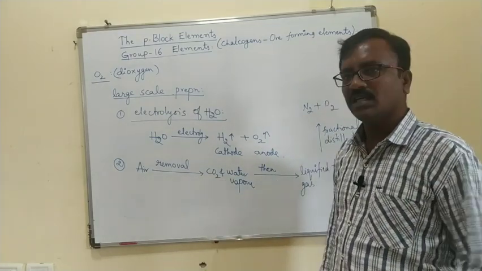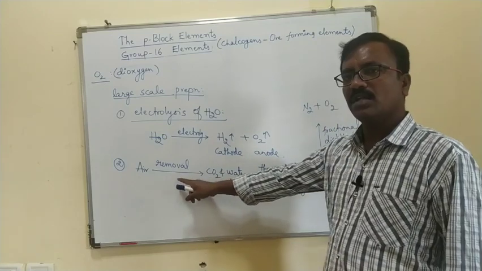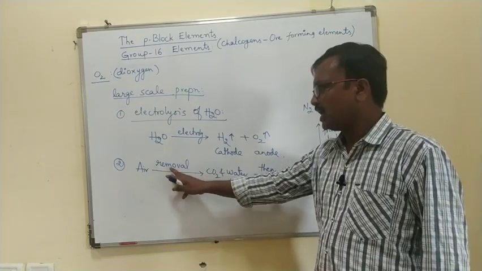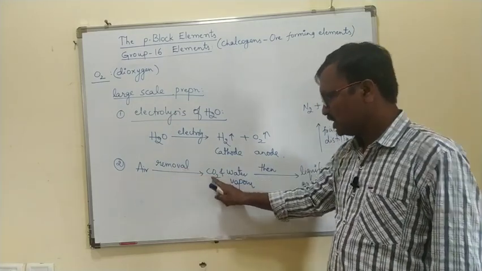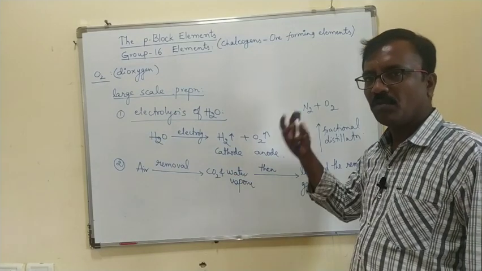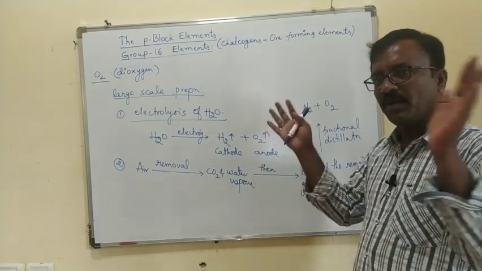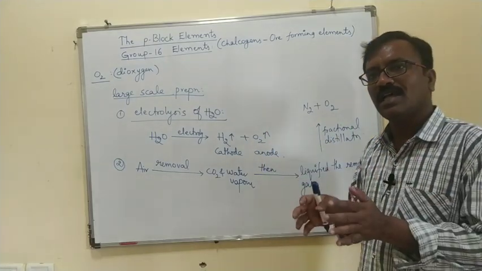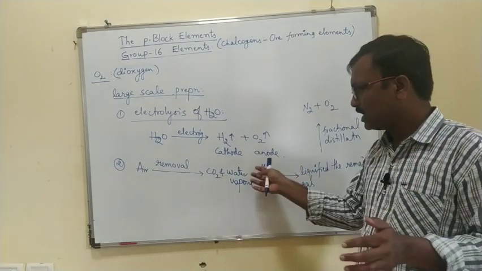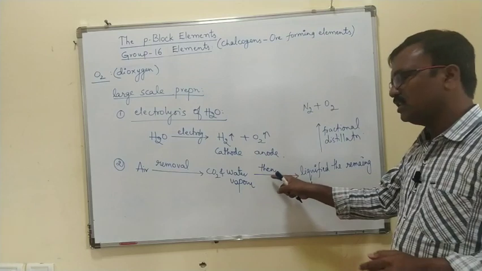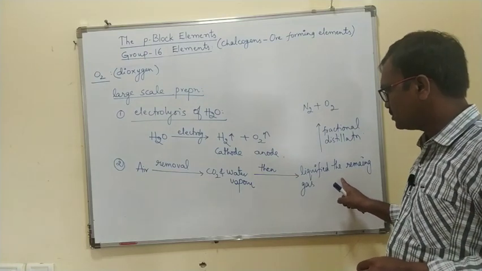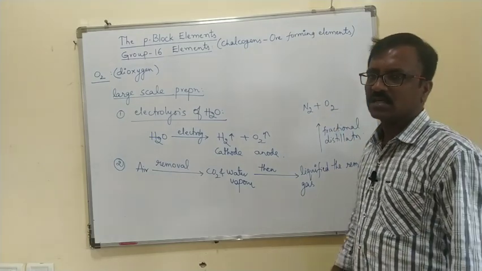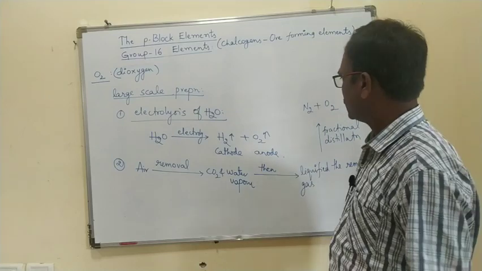Air contains generally 21% of oxygen, right? If you take air, the first step is to remove the carbon dioxide and moisture. Then the remaining gases will be liquefied. That means the gas mixture is cooled to a very low temperature and all the gases become liquid. When you do the fractional distillation, you will get nitrogen and oxygen, separated easily based on their densities.